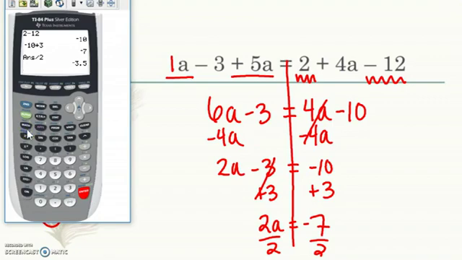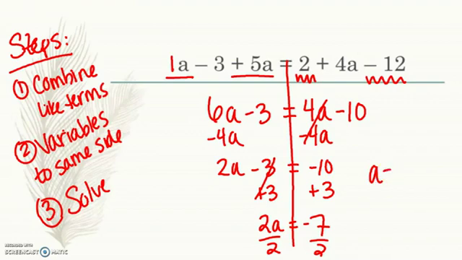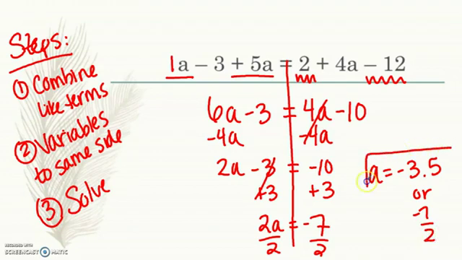Or you could math, enter it, and it would give me negative 7 over 2. So both of those are fine. A equals negative 3.5. Or you could even write negative 7 over 2. As long as you are not rounding, that's okay.